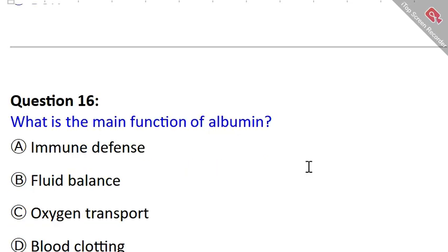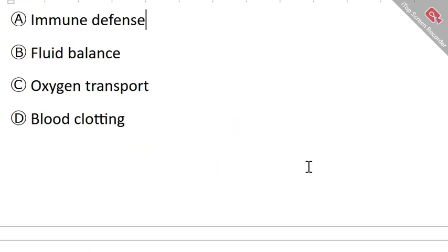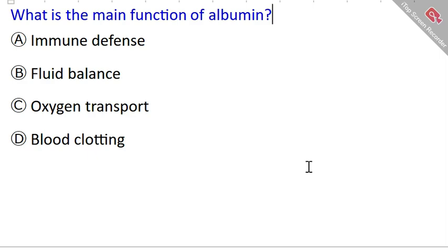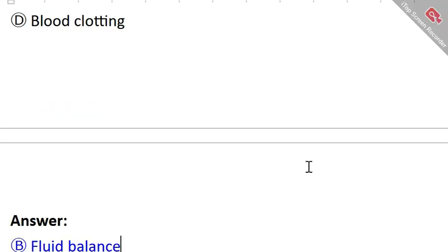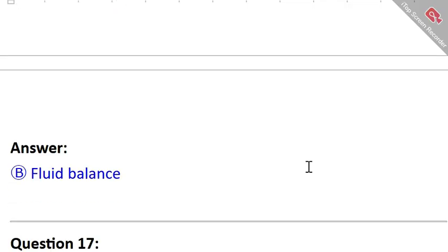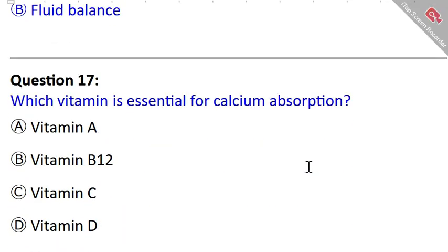Which is the main function of albumin? There are four options. You can read the question and the options, and then I will share the correct answer with you. Always locate the keyword and then go to the options, read carefully, and use your practical and theoretical knowledge. In this scenario, the correct answer is option B, fluid balance. Let's move to the next question.